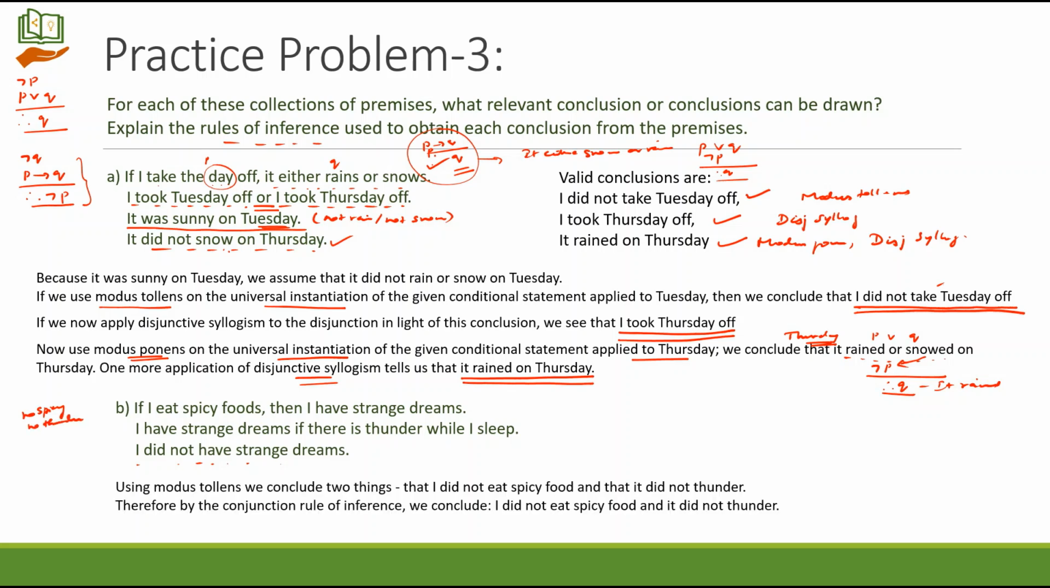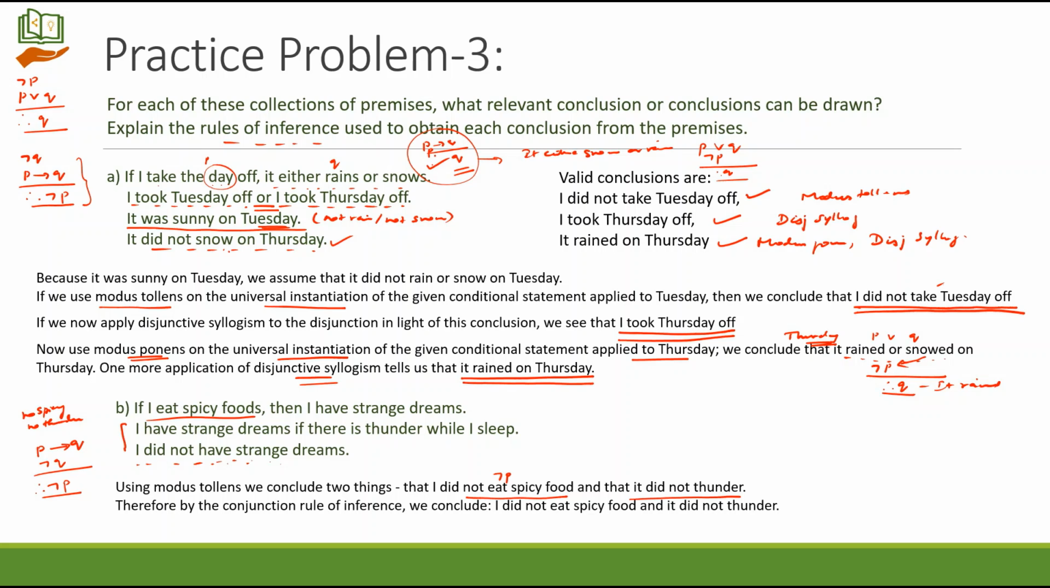Using modus tollens, we conclude I did not eat spicy food and it did not thunder. If I eat spicy foods, then I have strange dreams, along with I did not have strange dreams. This is like negation of Q. Using modus tollens, you have to negate P. So I did not eat spicy food is what we bring from negation of P. Again go with these two statements.